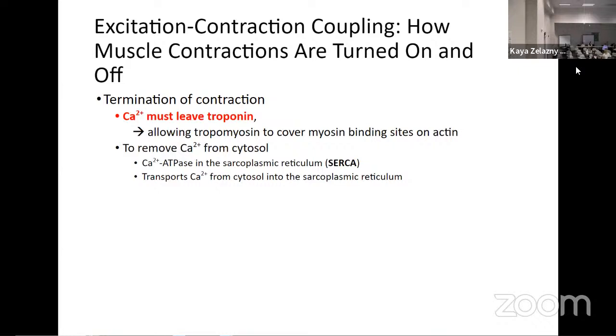Right? If you have tons of calcium just swimming around inside the cell, it's just going to knock into the troponin again. So that's why we have to actively remove that calcium using our calcium ATPase in the sarcoplasmic reticulum, transporting that calcium out of the cytosol back into the sarcoplasmic reticulum. So we're just kind of sucking it up like a vacuum, basically.